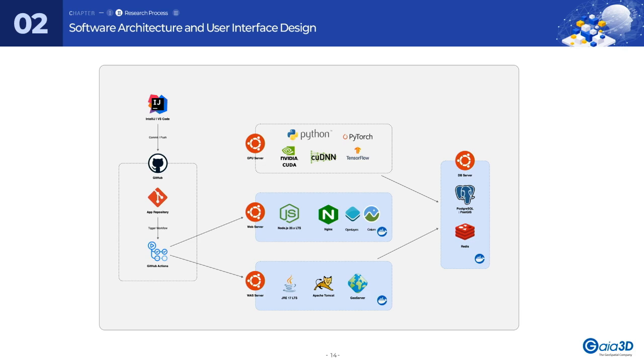To integrate all these AI modules, we designed the CI/CD and software architecture. When we push code through GitHub, it deploys to our WAS and web servers. We use open source like Geospatial, OpenLayers, and Cesium. For the data server, we use PostGIS.